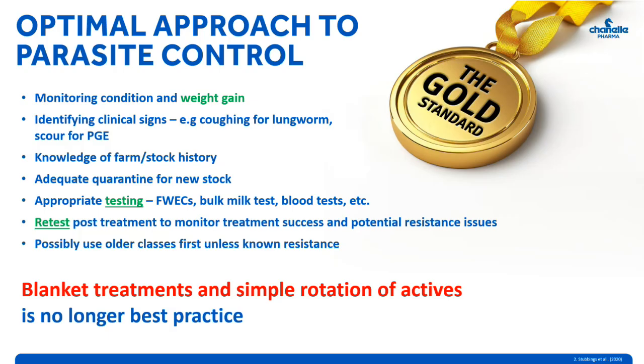Appropriate testing should always be carried out before antiparasitics are administered. This is so we can correctly identify the parasitic problem present and identify the level of the problem. Tests include fecal worm egg counts, bulk milk ELISA tests, blood tests, etc.